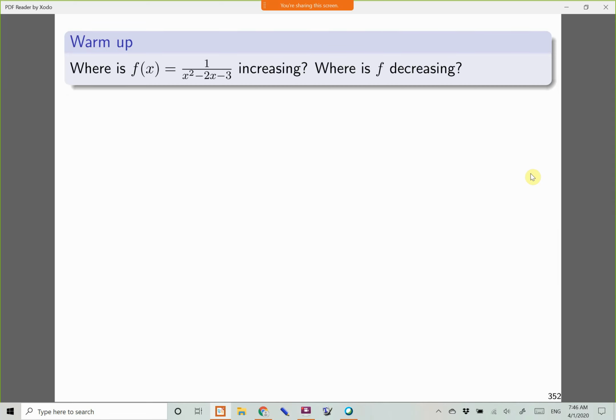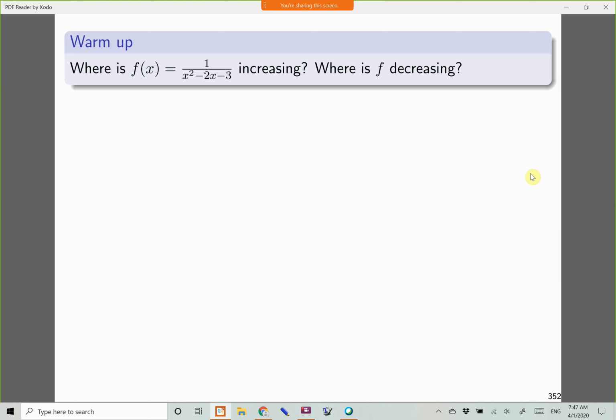So I would like to look at the warm-up question that was posted. This is meant to, in part, be review and just point out some things. I hope what you hear today is not so much anything new, but rather we're going to piece together quite a lot of things. So I'd like to look at the function f of x equals 1 over x squared minus 2x minus 3. First, let's find out where this function f is increasing, and then where it is decreasing.